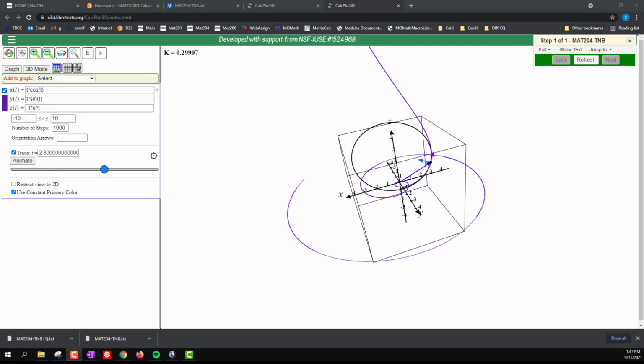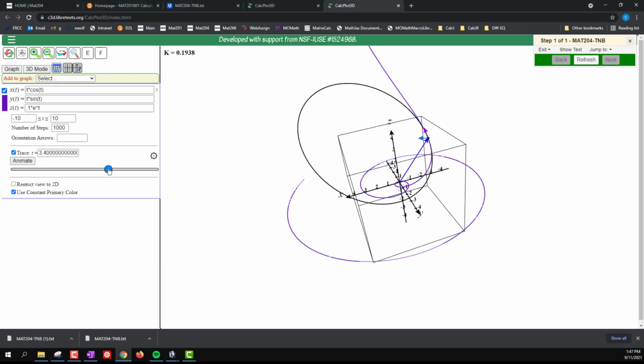Okay, so now we're ready to introduce actually the very last component here.